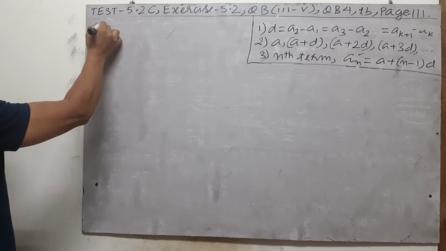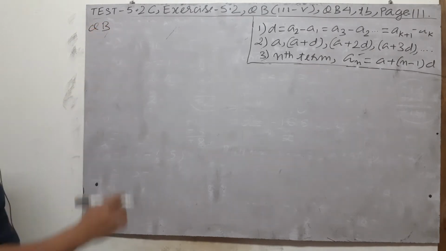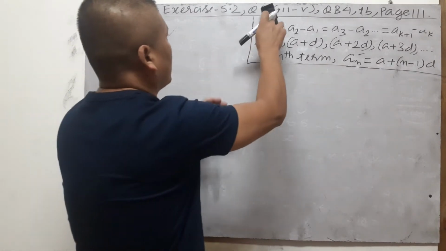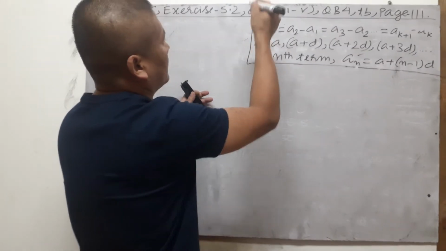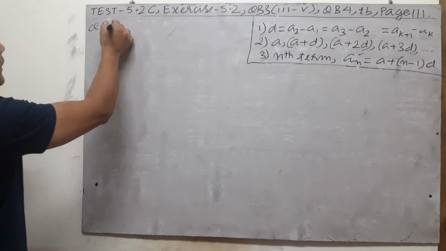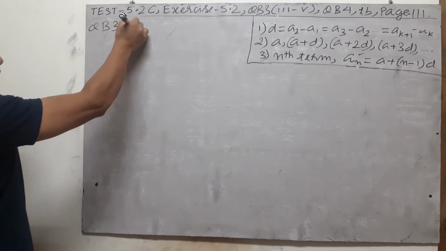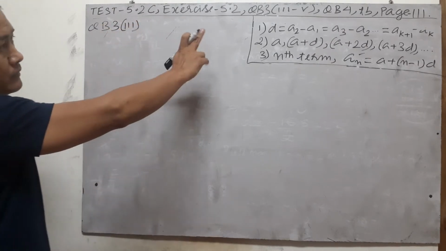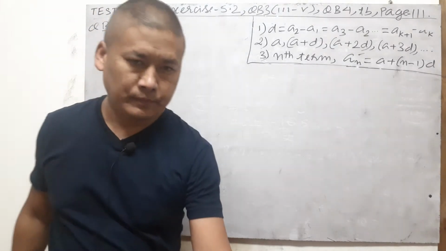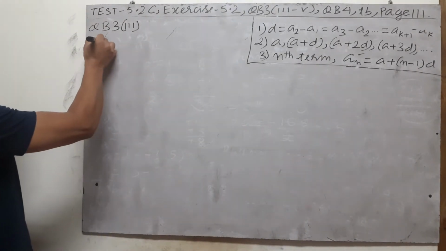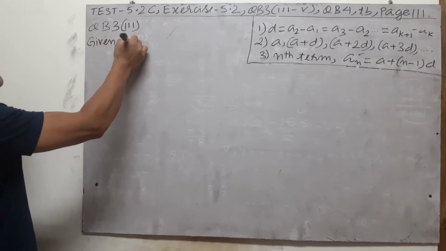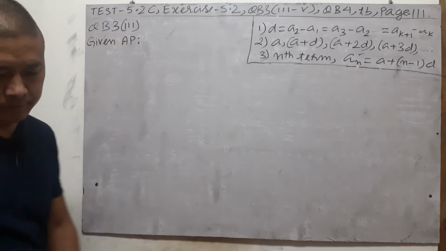So question B, sorry, I've forgotten to write here. Write it for yourself. B3, subheading 3 to 4. Since we have done question number 3, subheading 1 and 2 in the previous test, it should not be difficult. So I'll just continue. Given AP there.